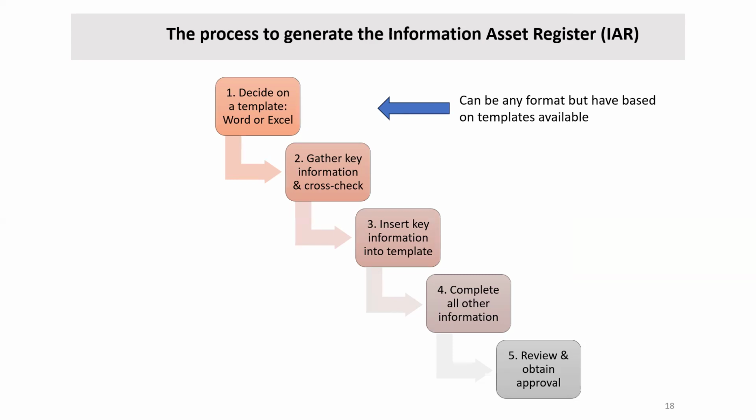Then you need to gather your key information and cross-check that you've covered everything that you need to cover. And then insert it into whatever template you're using, and then complete any other information that relates to that. And whatever you do, you need to make sure that whoever is responsible for data protection within your organization has approved that particular information asset register.